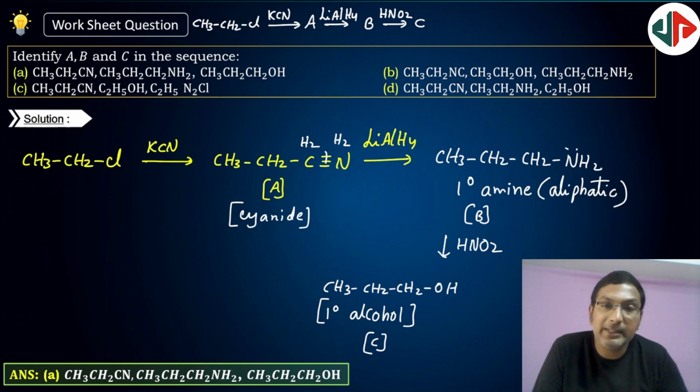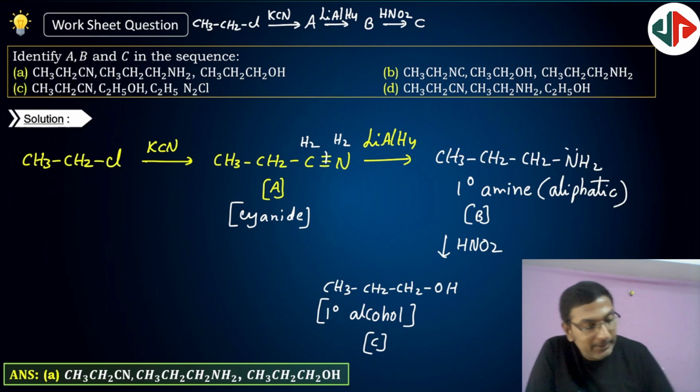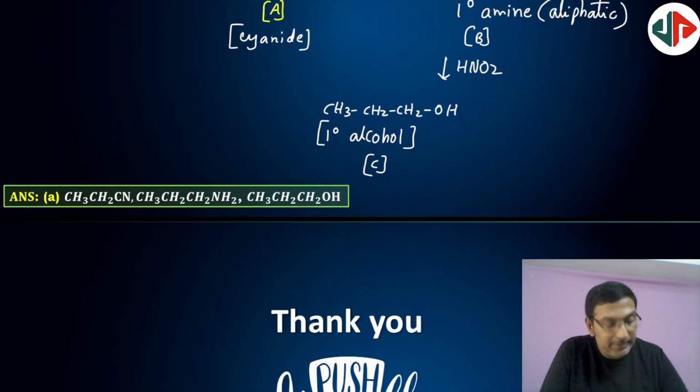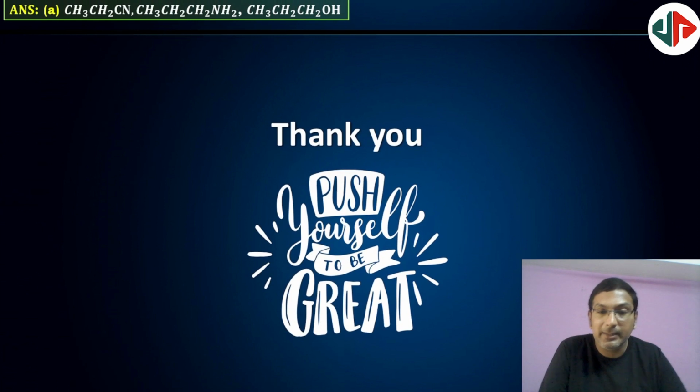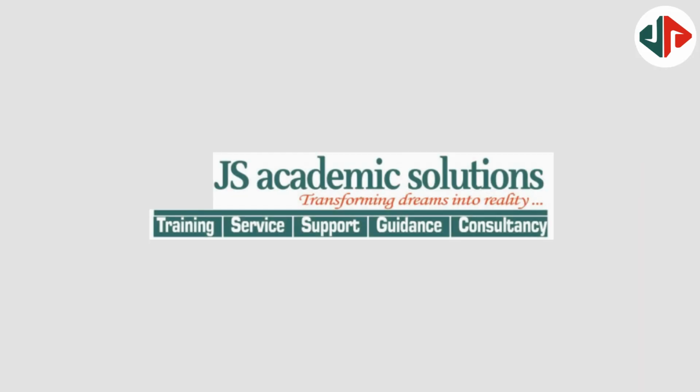The first compound is a cyanide. Cyanide on reduction gives an aliphatic primary amine, which with HNO2 gives a primary alcohol. So check option A: CH3CH2CN, then CH3CH2CH2NH2, then CH3CH2CH2OH. So option A. This is the end of the chapter. In the next video, I will explain one more topic. All the best and thank you.